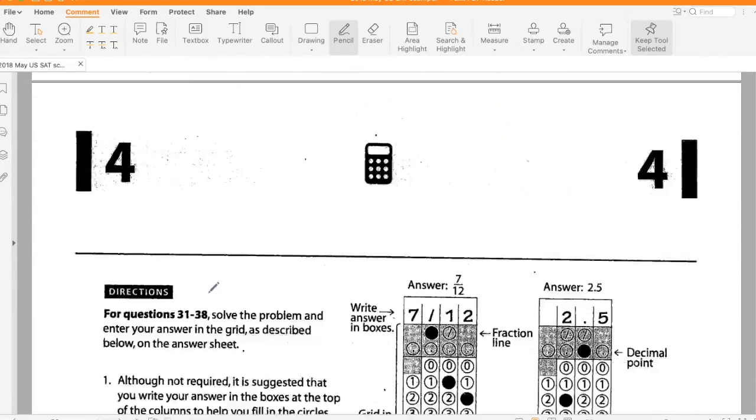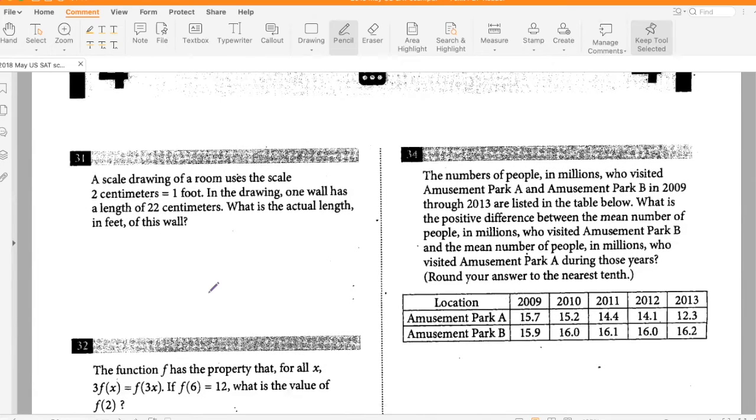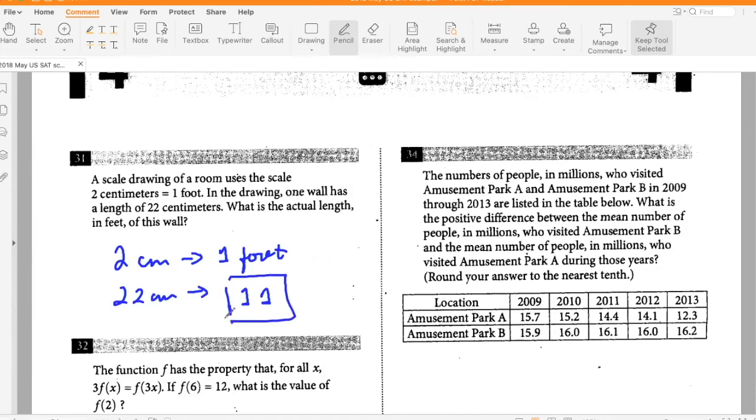Okay. Then the gradient questions. A scale drawing of a room uses the scale 2 centimeters is 1 foot. One wall has a length of 22. What is the actual length in feet? So 2 centimeters is 1 foot. So 22 centimeters would be 11 feet, right?